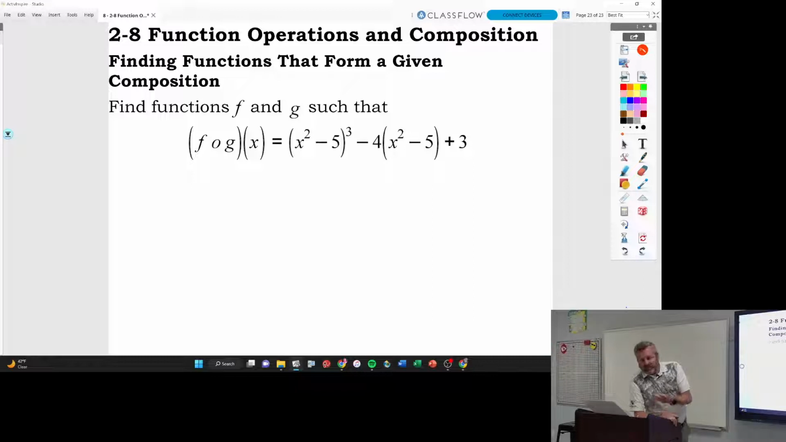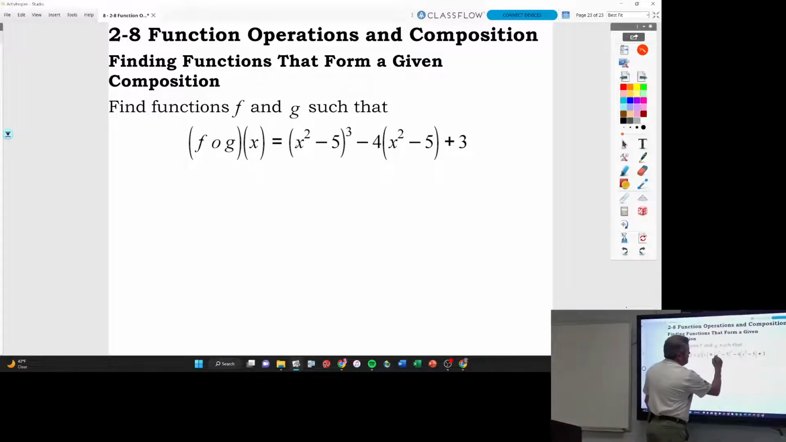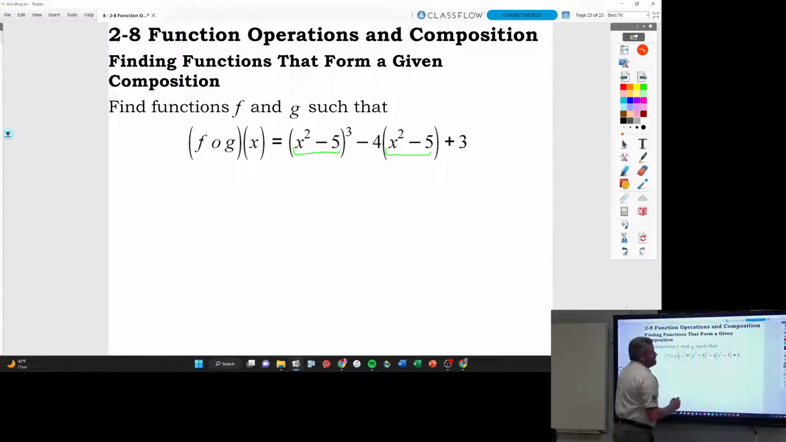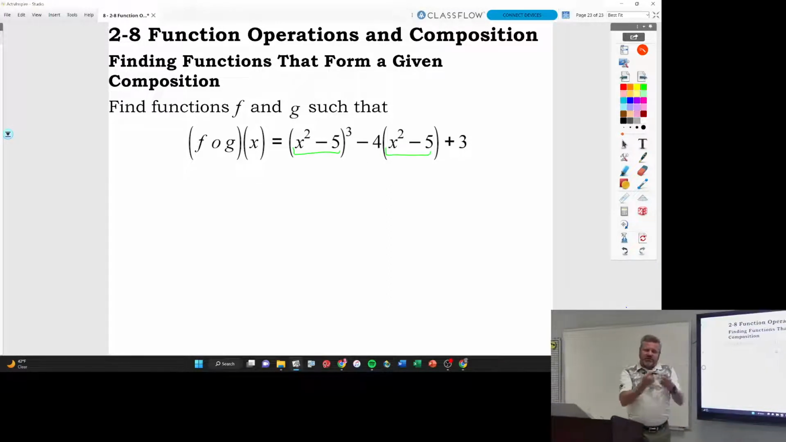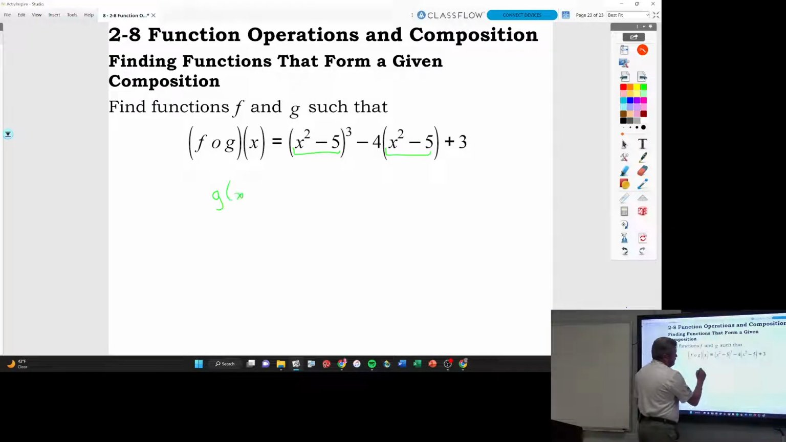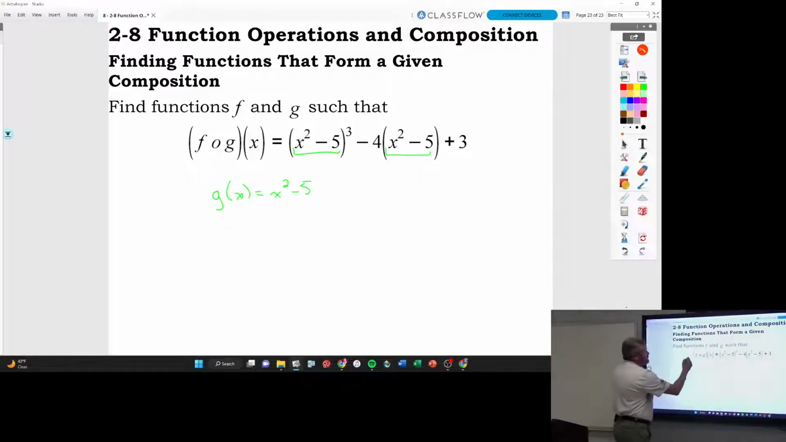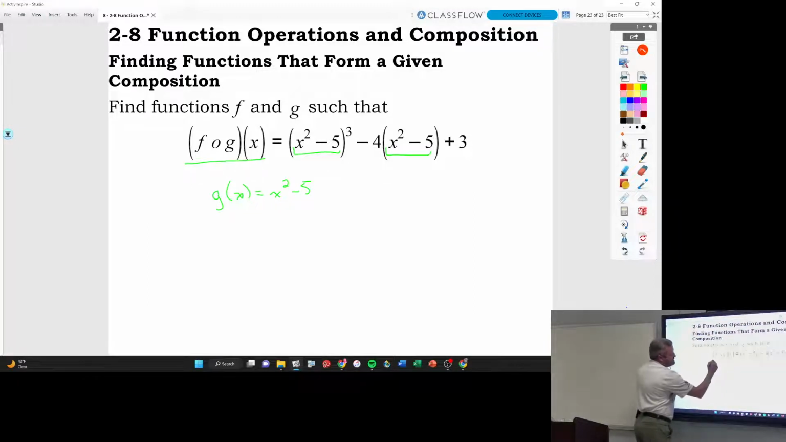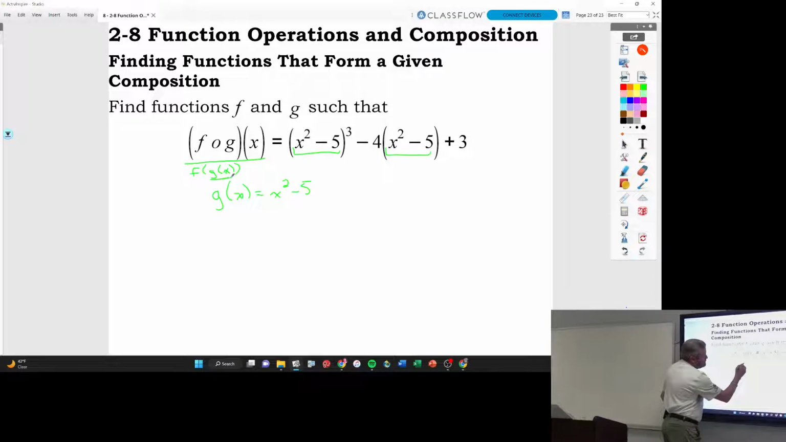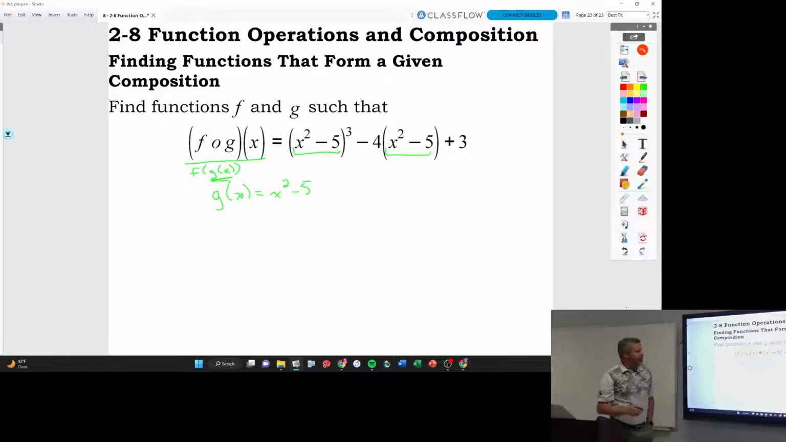The most obvious way is to look for something that repeats. In this case, I can see that x squared minus 5 repeats. So that's an inside piece of that function that repeats. So I could actually say that g of x is equal to x squared minus 5. And again, I'm starting on the inside. f of g of x, so I started from the inside, and I'm going to work out from there. So that g of x, I'm saying, is x squared minus 5.